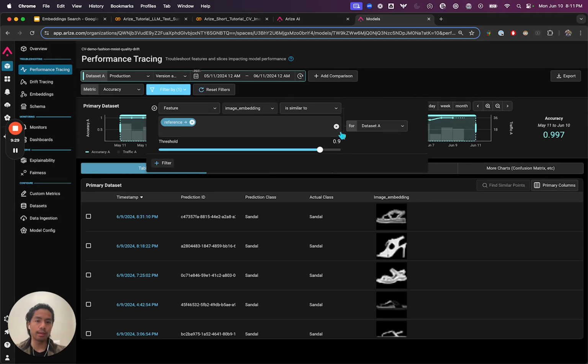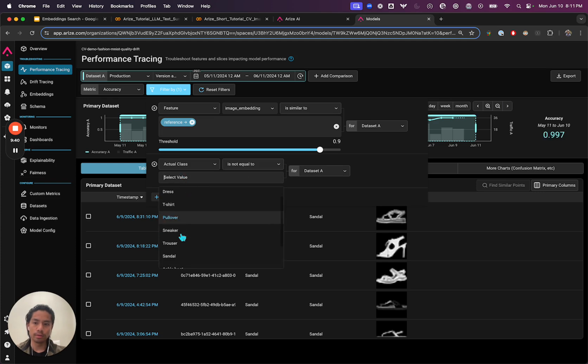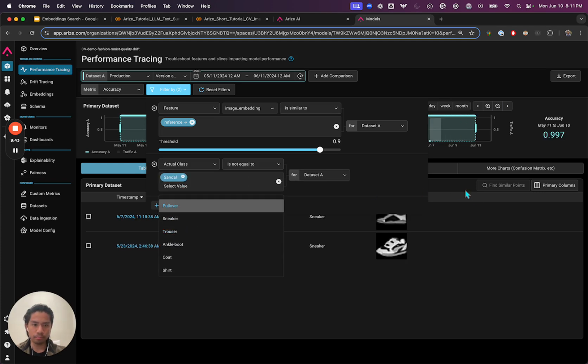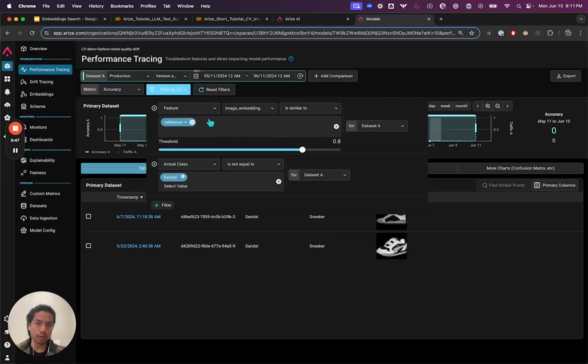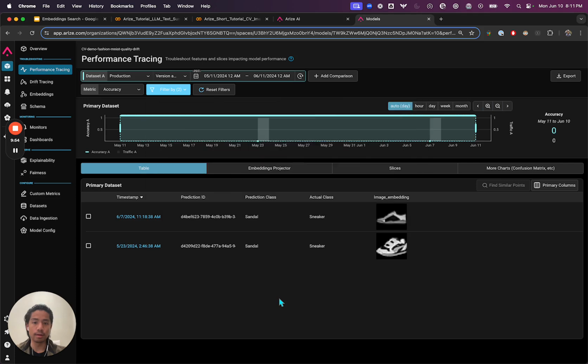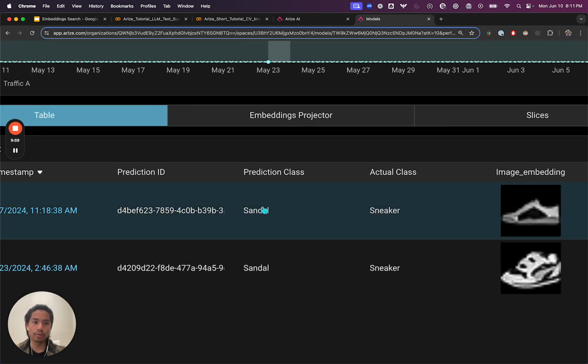But maybe I want to add another criterion. So not only things that look like that sandal, but maybe I want to see where the actual class is not equal to sandal. Let's go back. So right now I'm filtered on a similarity search to say, hey, grab me things that look like sandals, but also tell me where the actual class is indeed not a sandal. So maybe I'm trying to find where our model predicted sandal and where we didn't actually match.